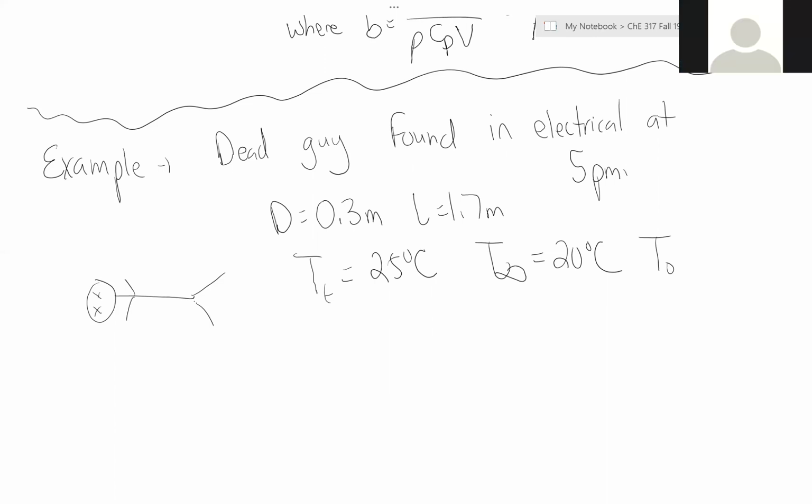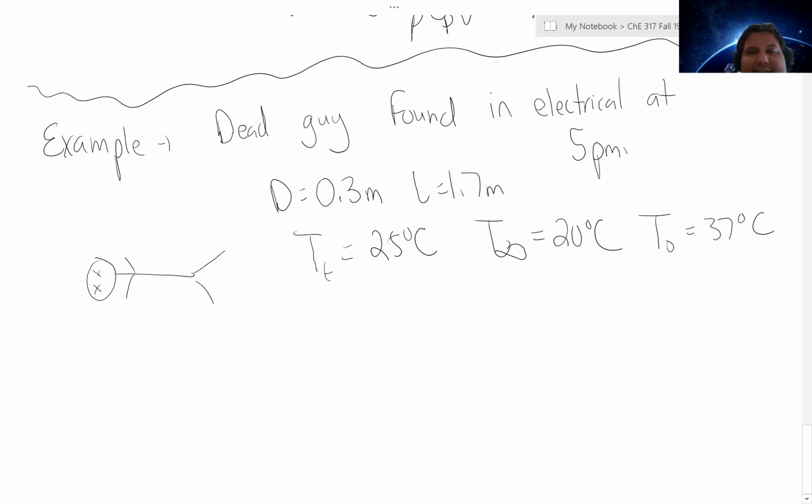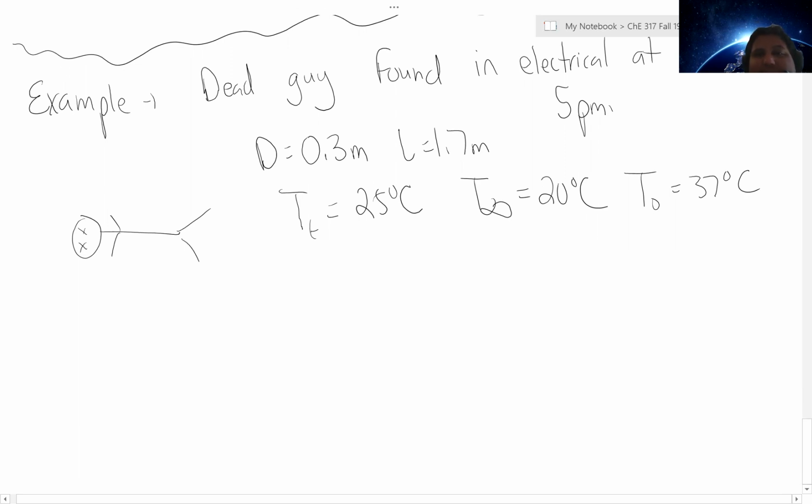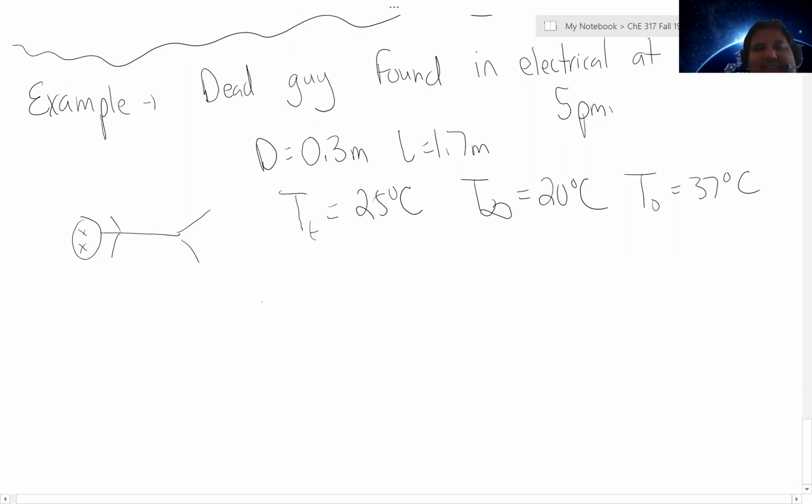37. That's a good value. I think that, yeah, 37 degrees C. You figure I'd know what body temperature is in Celsius, but alas, the American way. So the question is, estimate the time of death.